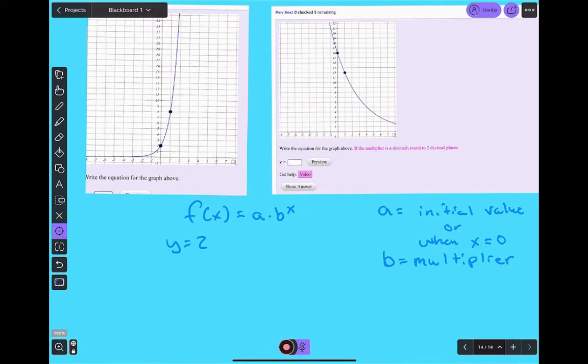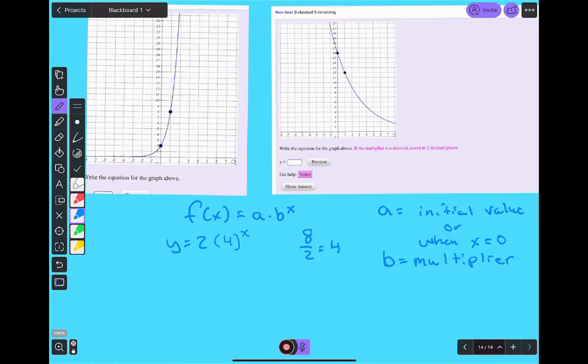So the way I'm going to do that is I'm going to divide again. I'm just going to take 8 divided by 2, and that's 4. So my multiplier for this problem is going to be 4. So it's going to be y is equal to 2 times 4 to the x power. And that's how I do the first one.